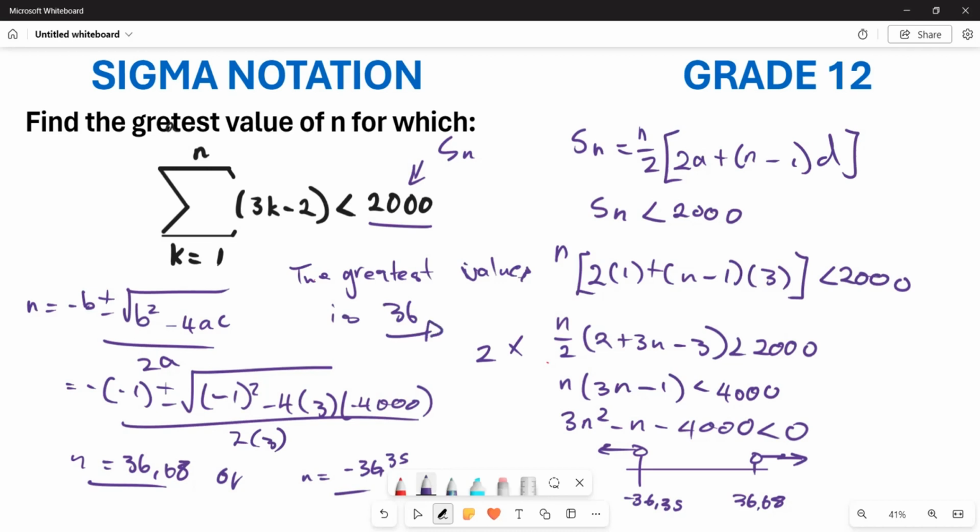Remember that now your n can never be a number with decimals. It is always going to be a whole number. Hopefully this makes sense to you, and thank you very much.